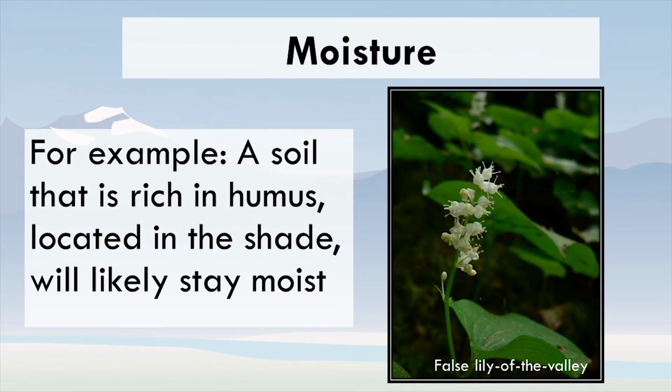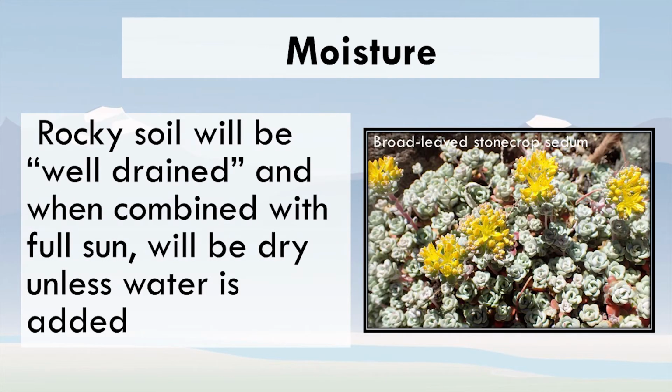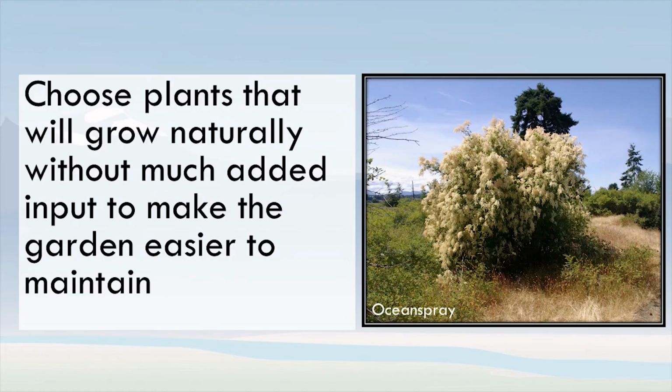For example, a soil that's rich in humus, that's located in the shade, will likely stay moist. Meanwhile, a rocky soil is likely to be well drained, and when combined with full sun, it'll dry very quickly unless water is added. Choose the plants that will grow naturally in your given conditions because there'll be a lot less work.